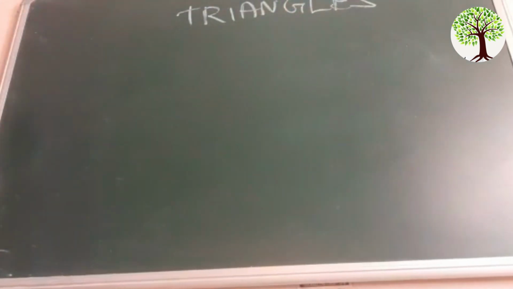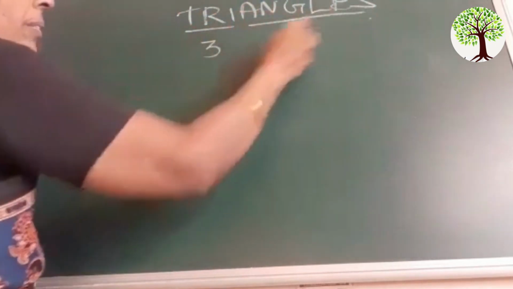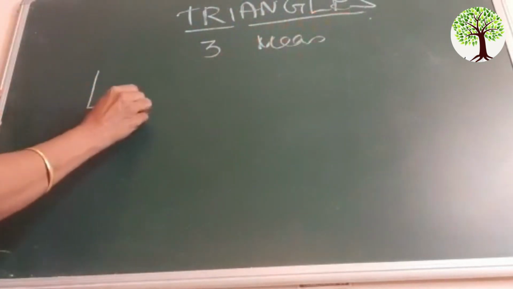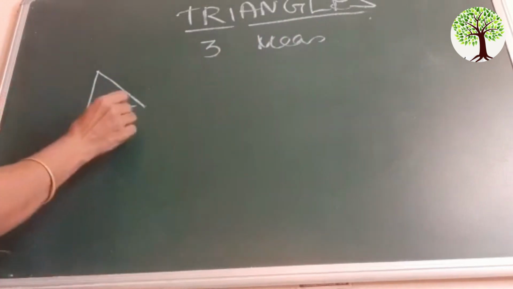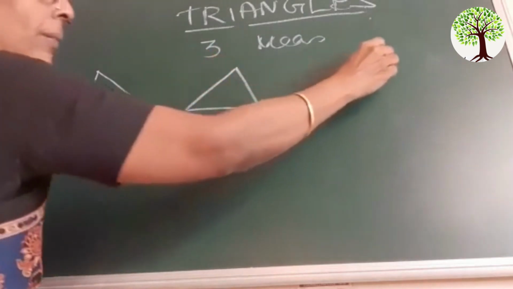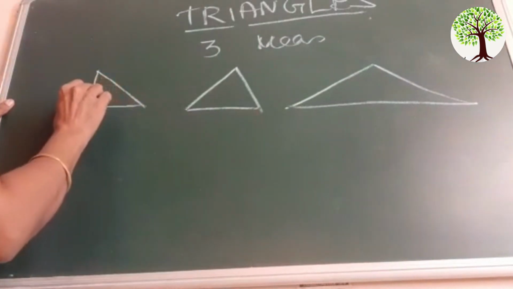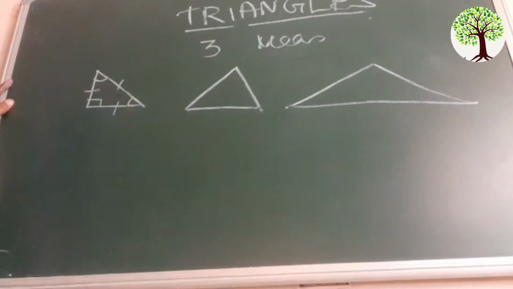Okay. What is the meaning of tri? Tri represents 3 and angle represents the measurement. So, any figure which has 3 sides and 3 angles, we call it a triangle. It is not necessary to be an isosceles. It can be a right angled triangle, an equilateral triangle, or a scalene triangle. So, any figure which has 3 angles and 3 sides, we call it a triangle.